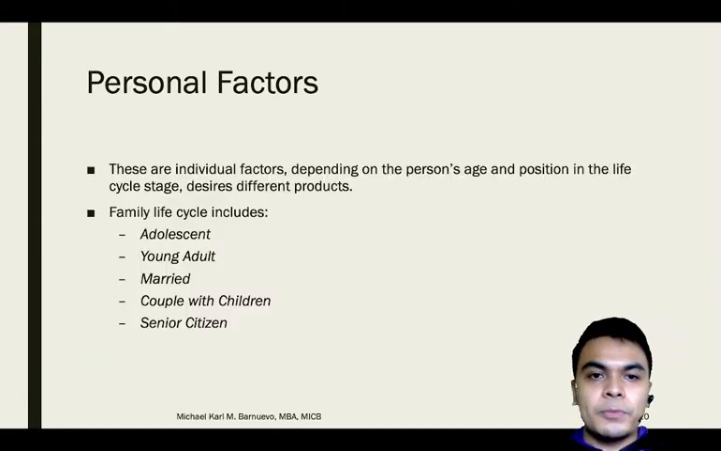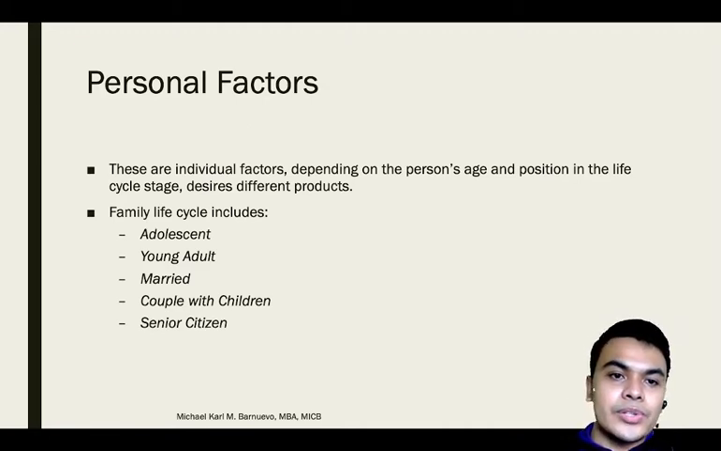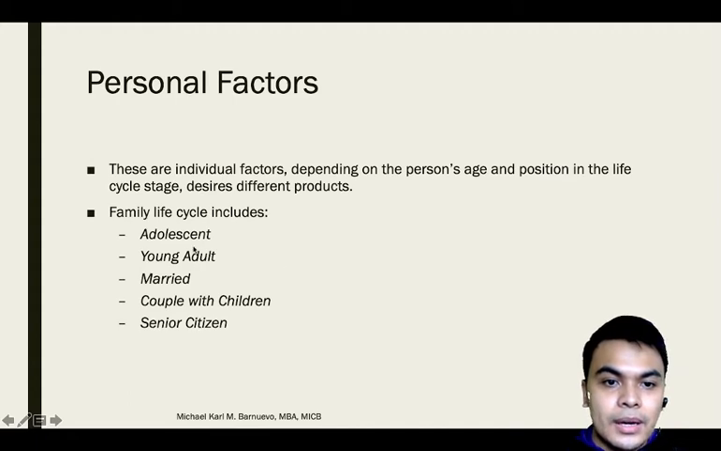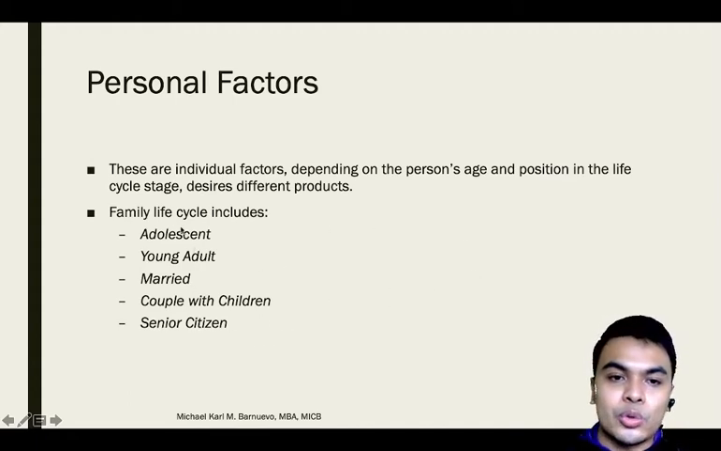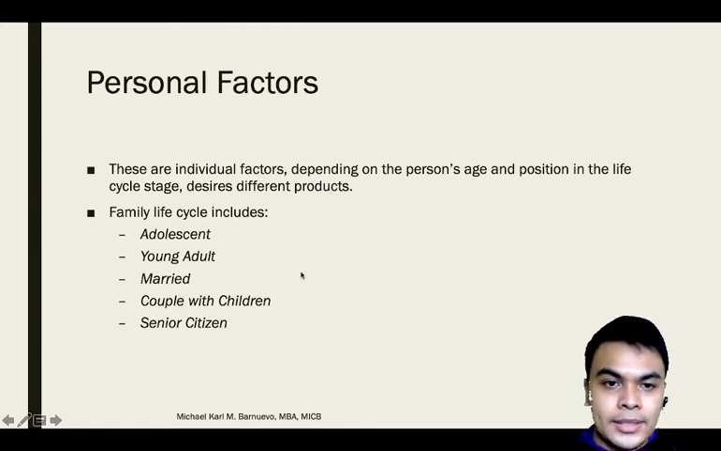Okay, now let's go to personal factors naman. We'll consider now the family life cycle, no, with the personal factors. So in our family life cycle, we have different stages from adolescent, young adult, married, couple with children, and senior citizen. So dito tumatakbo yung buhay natin. And if we try to consider, each of these stages have different spending patterns or behaviors. Ayan. Usually, saan ba nagkakaroon ng purchasing power? Di ba nagsa-start yan sa young adult?